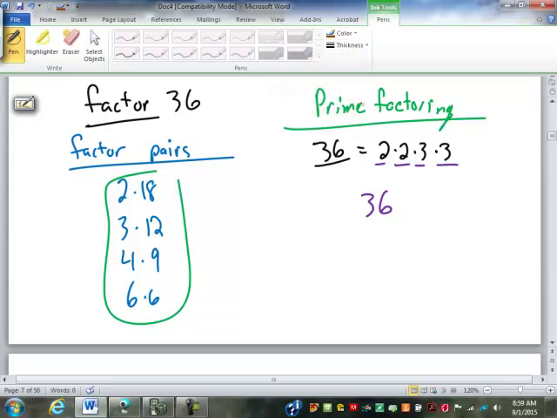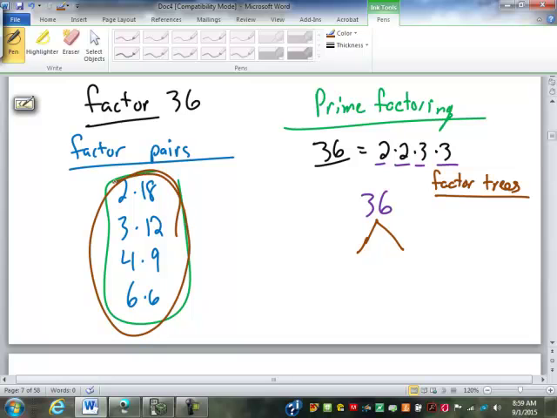Well, some of you might remember good old factor trees. So from 36, all we need to do is find one number that will divide into 36. Can anybody give me one number that divides into 36? 6 times 6. 6, okay. So 6 goes into 36. If I divide 36 by 6, what's left over? 6. So that goes on the other branch of the tree.